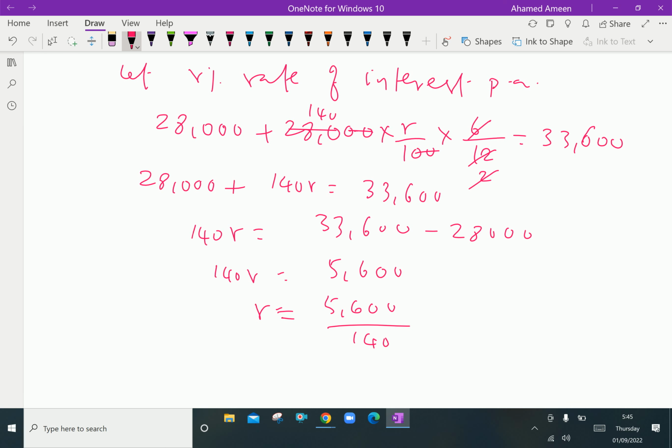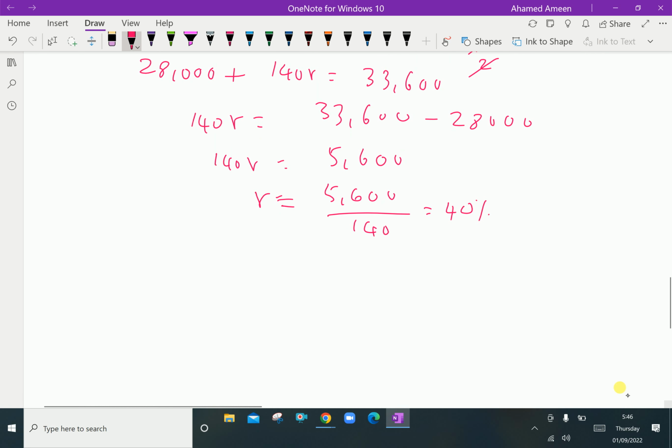Here 5,600 divided by 140 gives 40. Therefore the rate of interest is equal to 40% per annum. That much interest we have to pay.